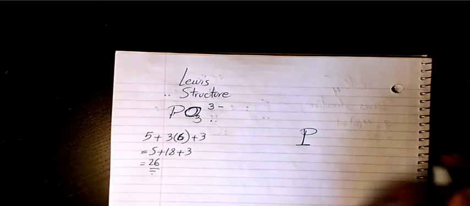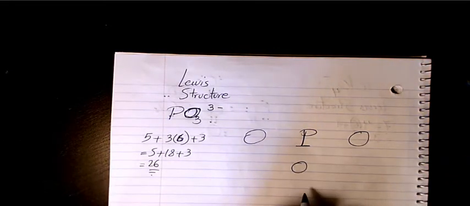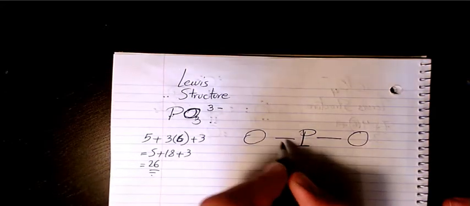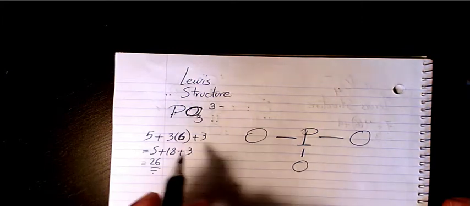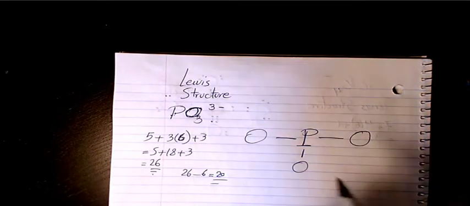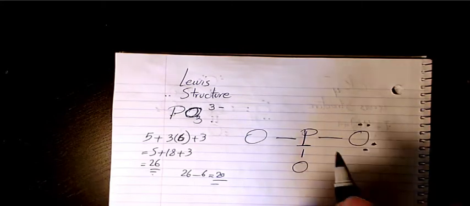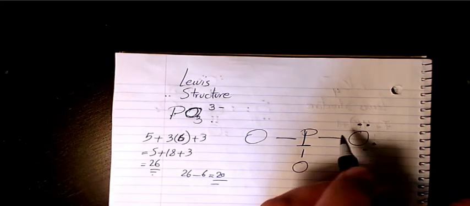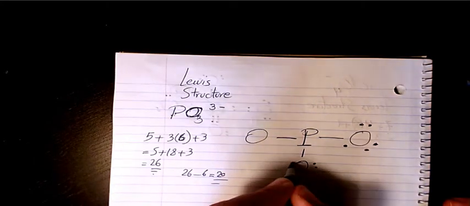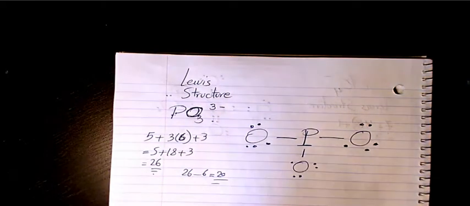Then we have phosphorus in the middle and oxygen around it. So then we have bonds around it. So it means that we have 26 minus 3 bonds, 6. We need 20 more electrons. So we have 2, 4, 5 and 6, right? 2, 4, 5 and 6.